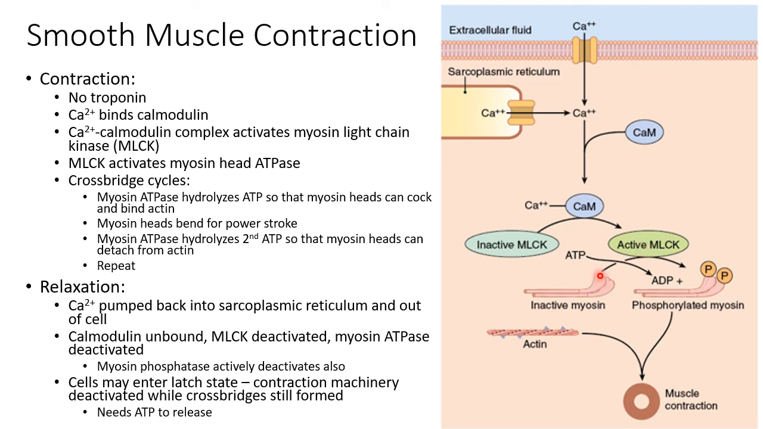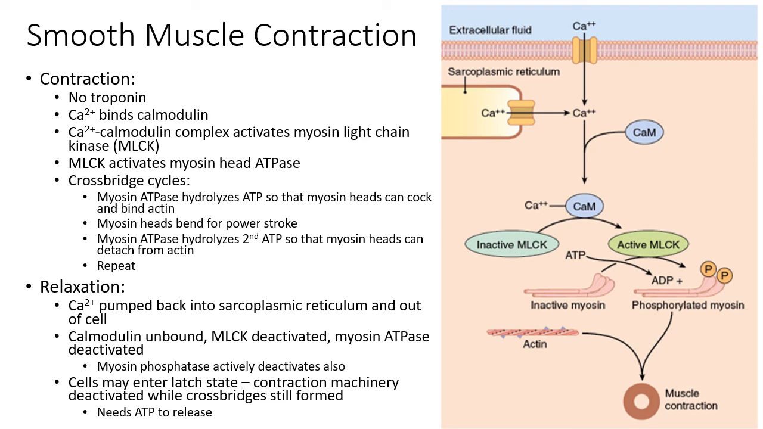The ATPase on these myosin heads allows them to use ATP. Once they're able to use ATP, then they're able to cock, they'll bind to actin, they'll do the power stroke, they will use ATP again to let go of actin, and repeat. So the crossbridge cycling is the same, but the way that you initiate crossbridge cycling is different between smooth muscle and skeletal or cardiac muscle.